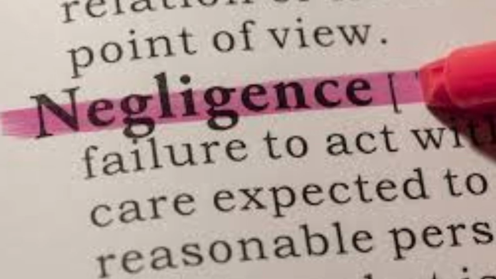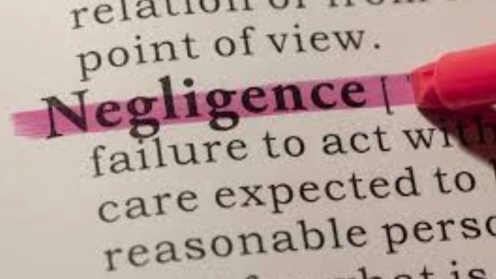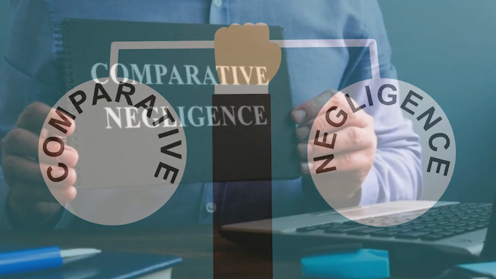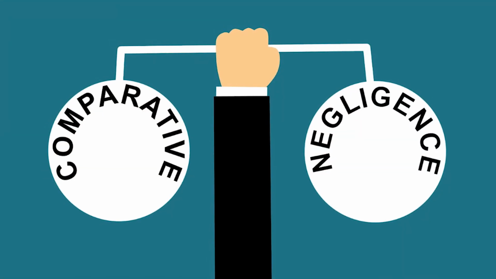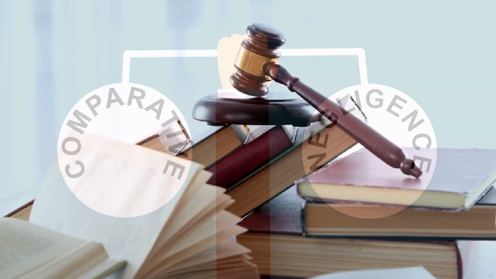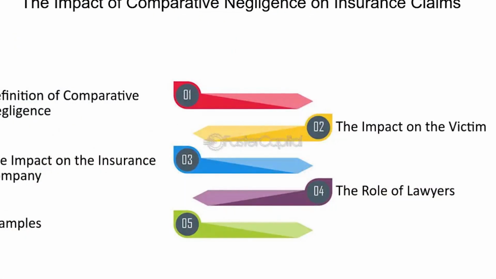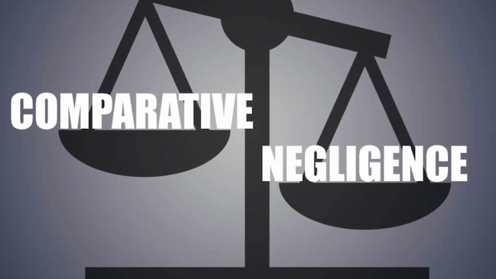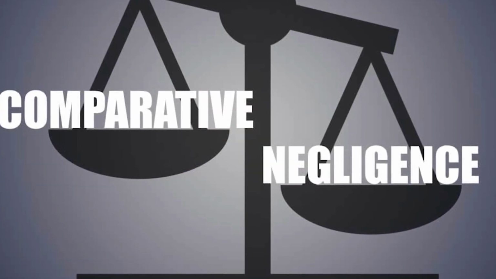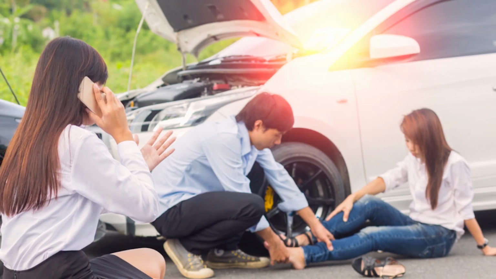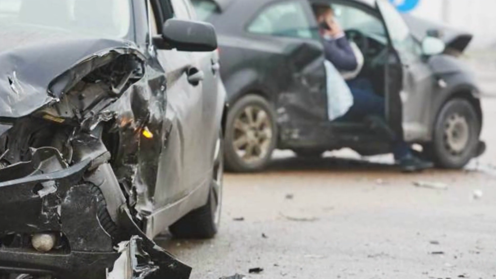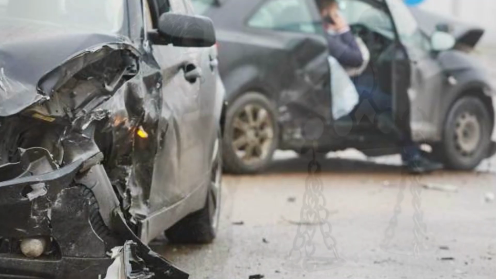The second and most common type is called modified comparative negligence. Under this system, there is a limit to how much fault you can have and still receive compensation. The threshold is usually either 50% or 51%, depending on the state. In a 50% bar state, if you are found to be 50% or more at fault, you cannot recover any damages. In a 51% bar state, you must be less than 51% at fault to receive compensation. States like Texas, Colorado, and Illinois follow the modified comparative negligence system.